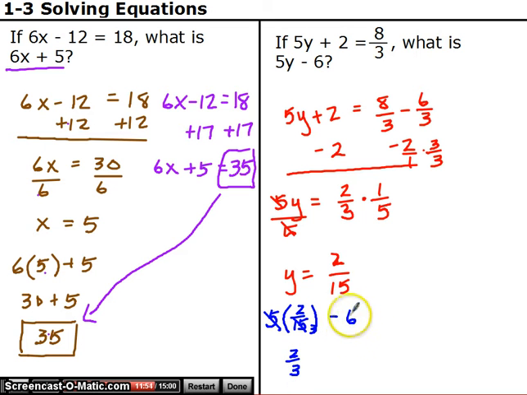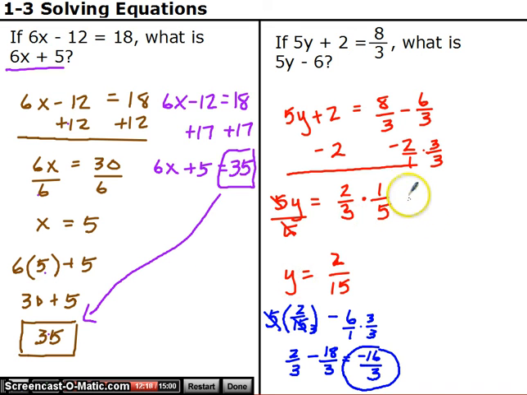I know I'm going to need a common denominator to make this happen. So I'm going to multiply this by 3 over 3. So that's going to be negative 18 over 3, which equals negative 16/3. And that would be our answer on this one. All right, so you can see with all these fractions, that method gets a little bit lengthy and there's a lot of little places to make mistakes.